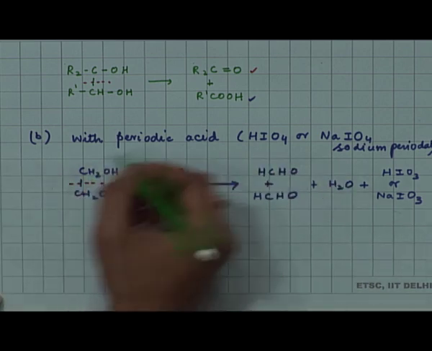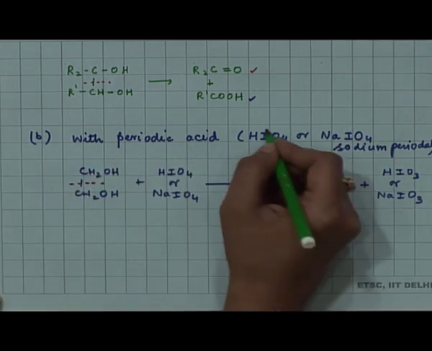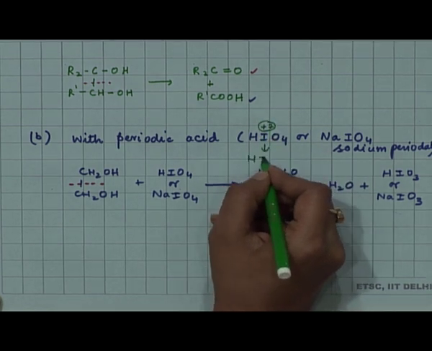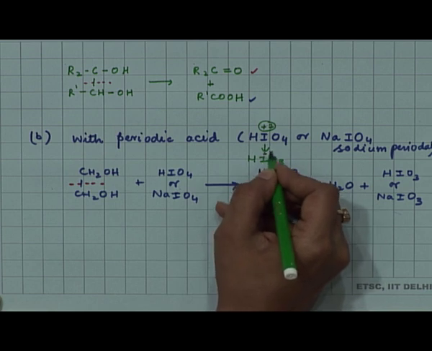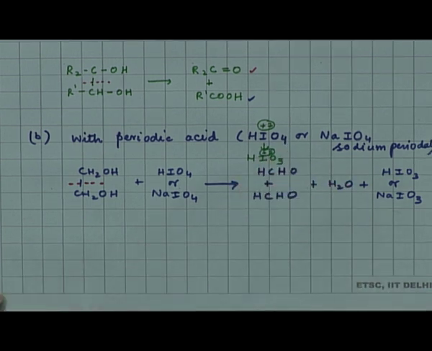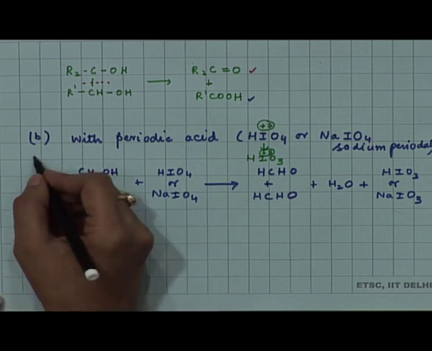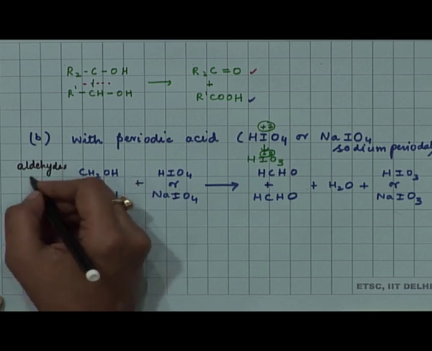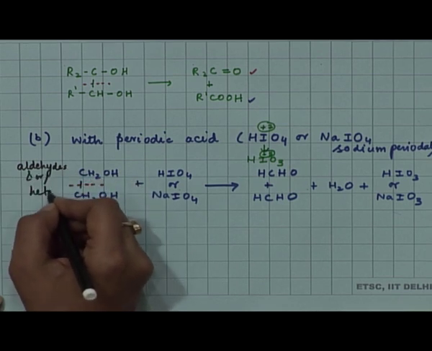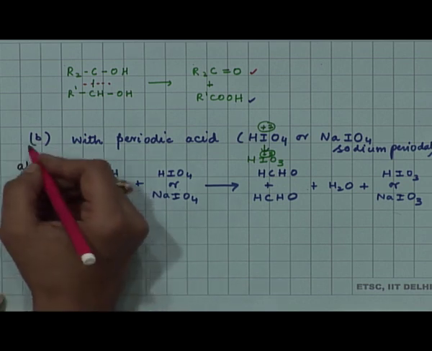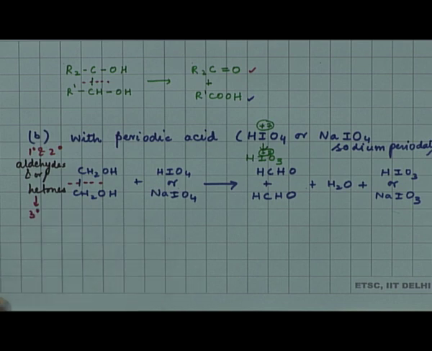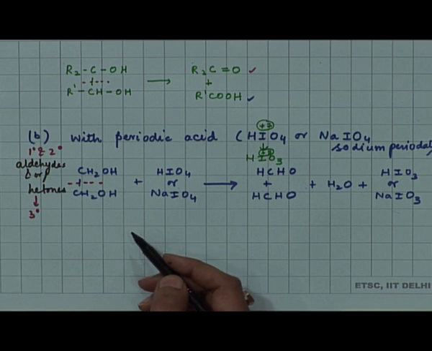Essentially with periodic acid, the +7 oxidation state of iodine is changing to +5 when it forms the iodic acid, and the products which are obtained are, as you can see from this, aldehydes and or ketones. Here again if you start with a 1 degree and a 2 degree alcohol, you get an aldehyde, and if you start with the 3 degree alcohol, you get the ketone. So, this is what periodic oxidation of glycol is.